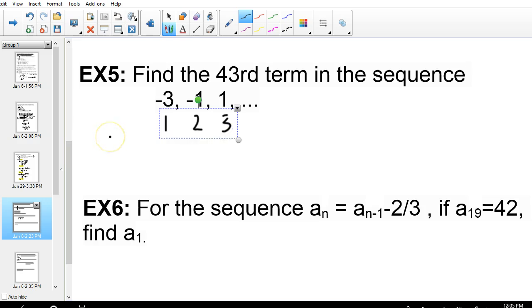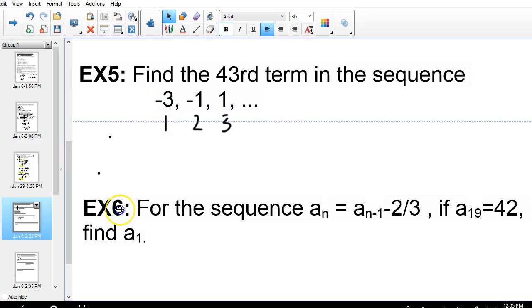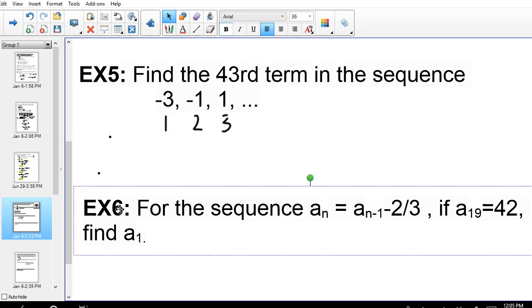All right. I want everybody to find me the 43rd term in that sequence right now. Just knowing what you know, like you're in the second grade. Find me the 43rd term in that sequence. Oh, will that not go away? Okay. Everybody find it on your own. You, of course, may use your calculators.